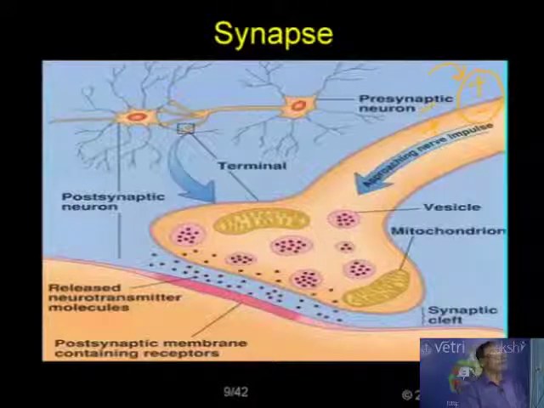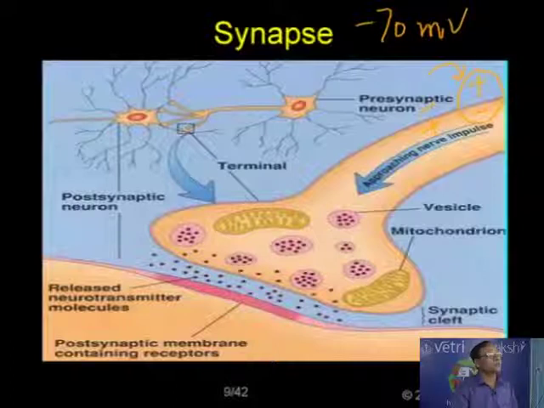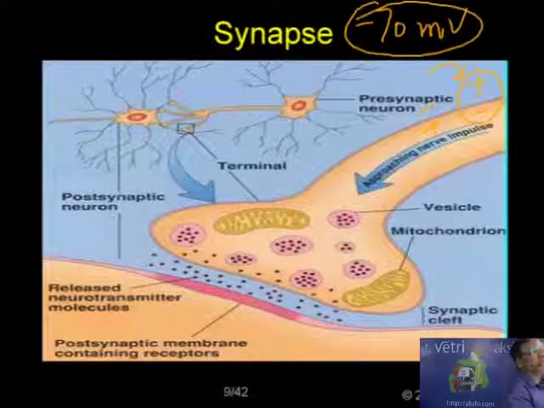Suppose you are taking a nerve cell. The resting potential of the nerve cell before a stimulus is given is about minus 70 millivolts. This is the resting potential. Once a stimulus is given, this resting potential is converted into an action potential of 45 millivolts.